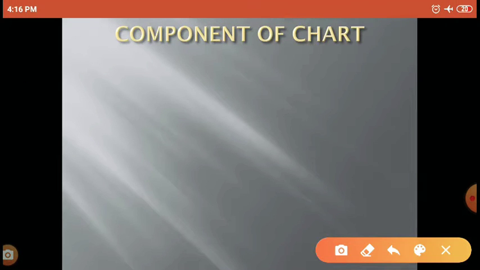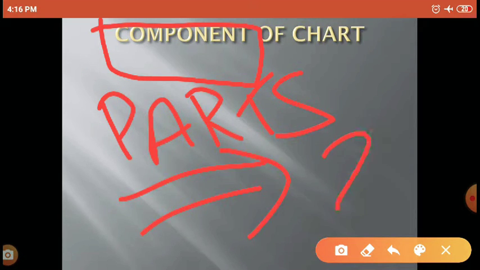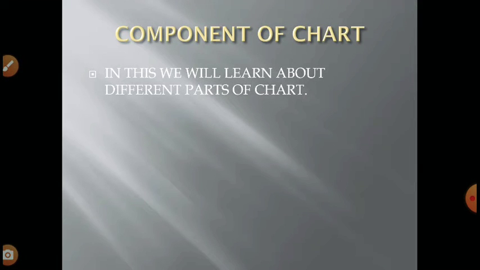Components of chart. So what do you mean by component, class? Can anyone tell me the meaning of component? Yes, component means parts. What are the different parts of charts? We'll study about that now. Let us see. In this we will learn about different parts of charts. Okay class? Shall we start?